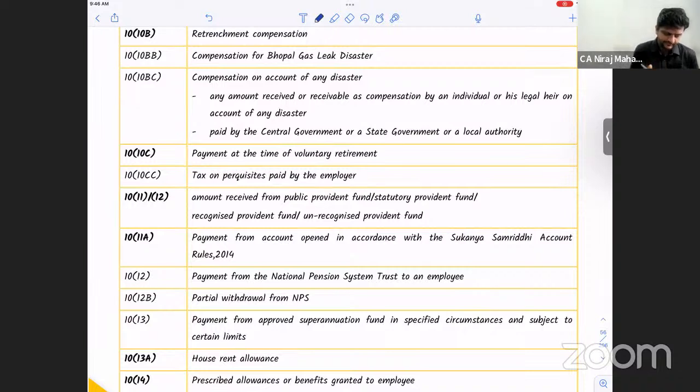10.10 BC. Again, compensation. Now, whenever natural calamities or some disaster happens, and it may result in death or something, then the government declares some compensation. So compensation is also an income.